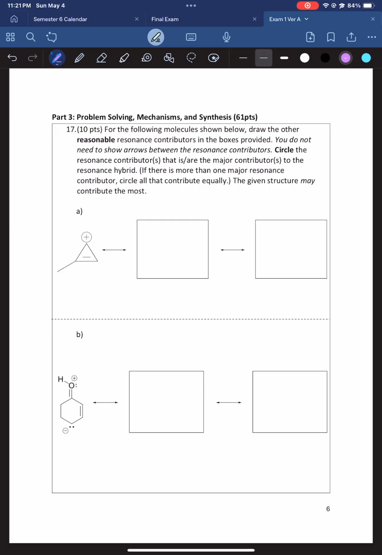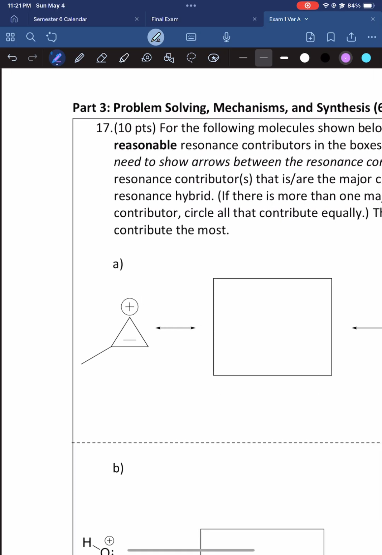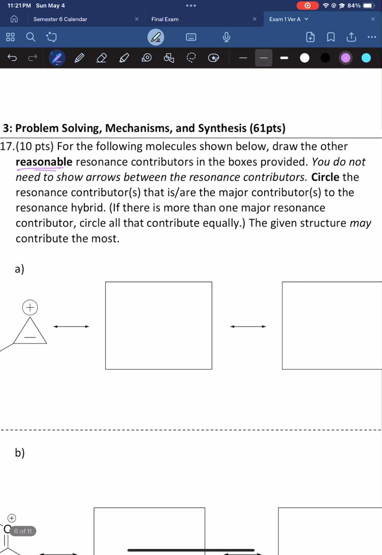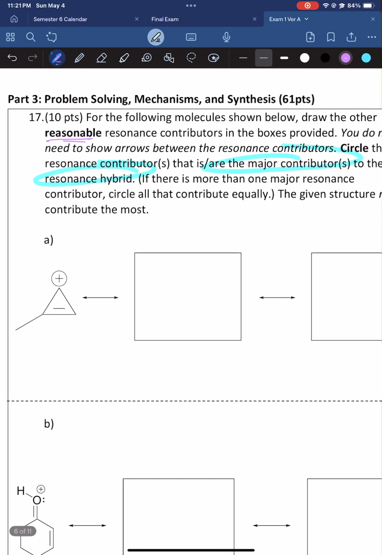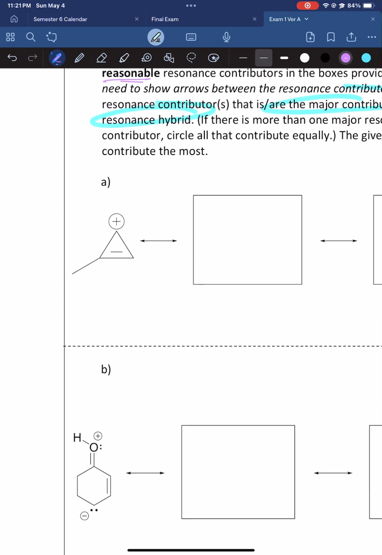We have mechanisms in the synthesis. For the following molecules shown below, draw the other reasonable resonance contributors. The box is provided, circle the resonance contributor that is the major contributor to the resonance hybrid. So we always want to read the question as carefully as possible. So in this case, we have this molecule here. We can draw the resonance structure. Remember how electrons can door hinge over. This is a very, very important concept.